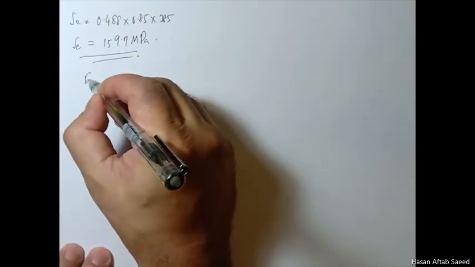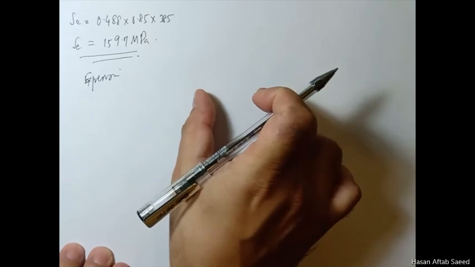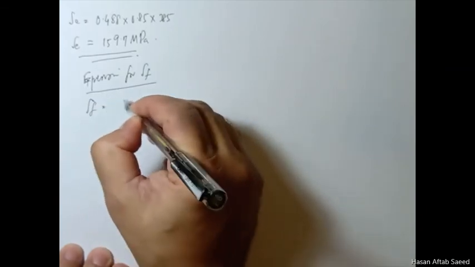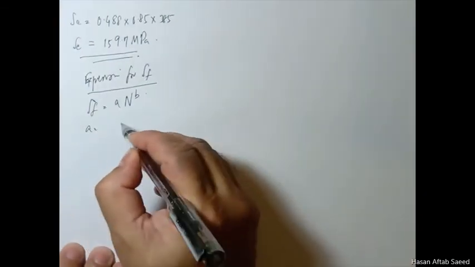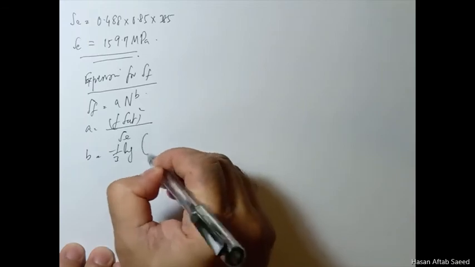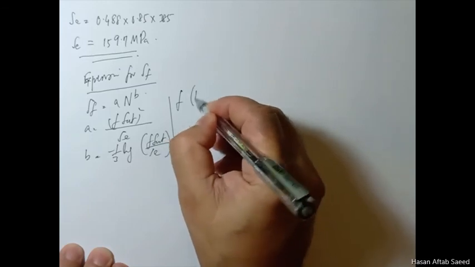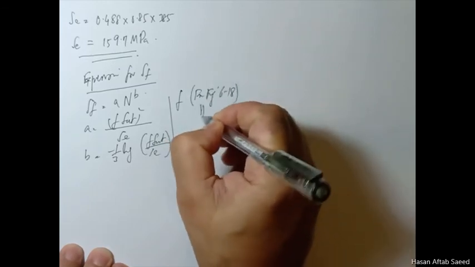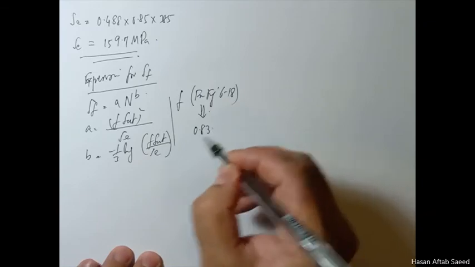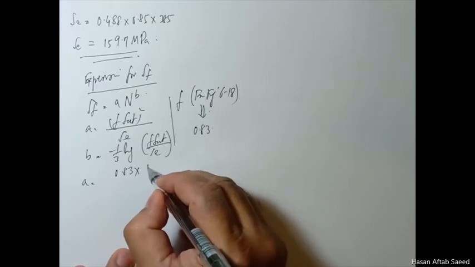And once we have the expression for fatigue strength, then like the previous question, we can compare the stress parameter with the strength parameter. The expression for SF, fatigue strength, is again the same old, where A is equal to F SUT squared over SE, and b is equal to minus 1 over 3 log F SUT over SE. From figure 6.18, against the SUT value, you can read F, and it is 0.83 in this case. So then A becomes 0.83 times SUT, which we know is 770.